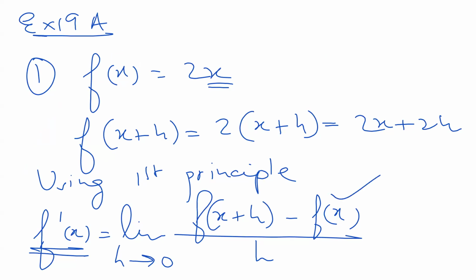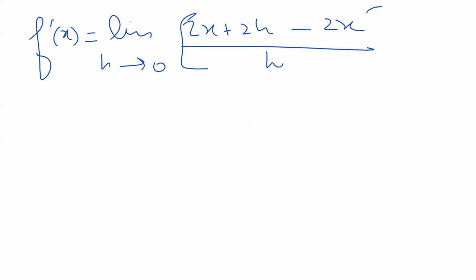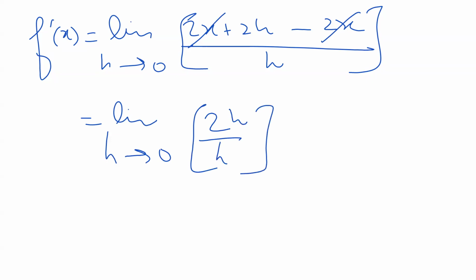So f dash x is equal to limit h approaching 0. Now we have both the values. f of x is the question itself. f of x plus h we calculated. So put those values. f of x plus h is 2x plus 2h, f of x is 2x, upon h. So 2x and 2x will get cancelled. Limit h approaching 0, 2h upon h will get cancelled. Limit of a constant is constant. So the answer is 2. Fine.